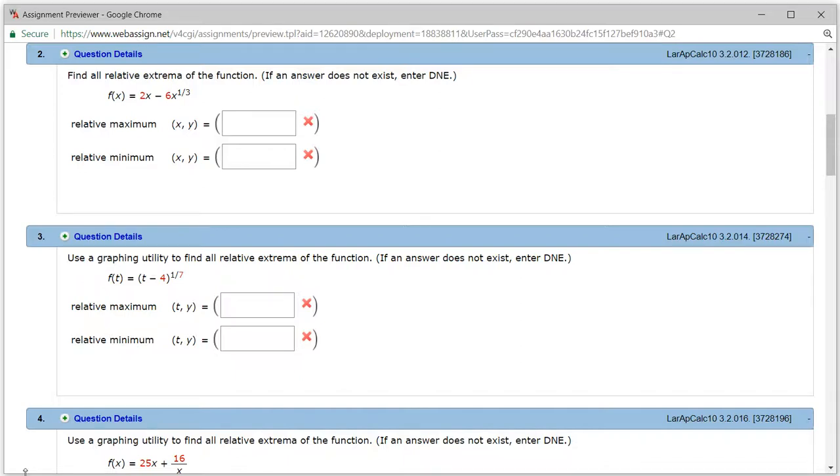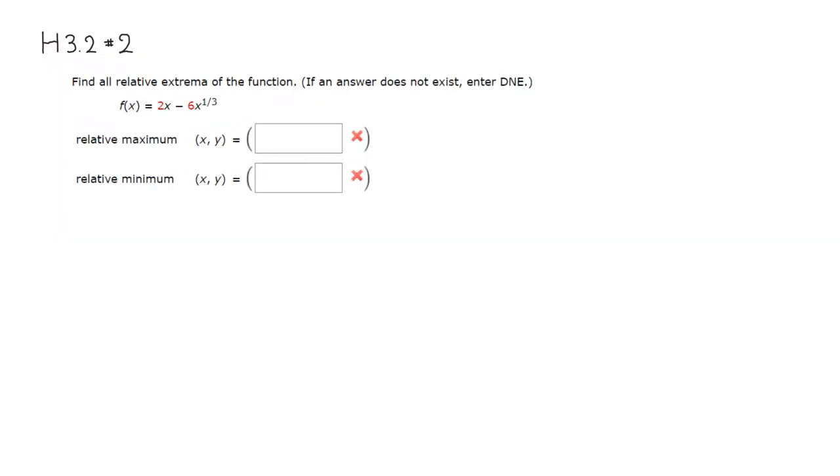Alright, let's look at homework 3.2, problem number 2. We want to find the relative max and the relative min. So let's take the derivative to find the critical numbers.